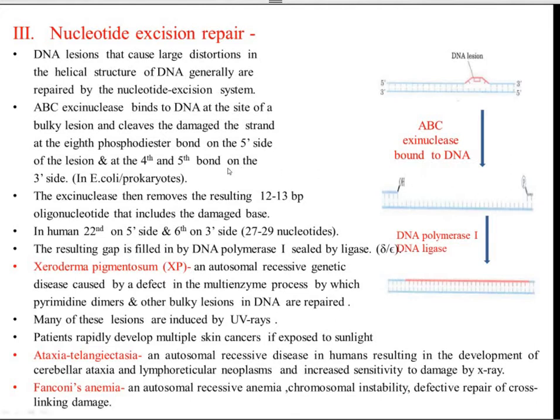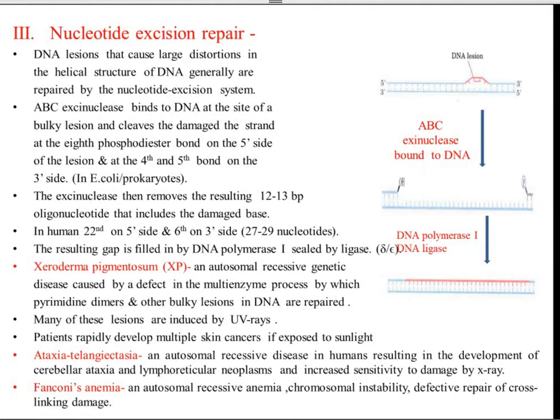Will cleave off. In the case of eukaryotes, supposing this is our damaged strand, okay, it will cleave the damaged strand at the 8th phosphodiester bond, 5' side. This is the 8th phosphodiester bond from here to here. 8th phosphodiester bond on the 5' side of the lesion, and the 4th or 5th phosphodiester bond on the 3' side. So totally around 12 to 13 base pair region is simply cleaved off. So a big nucleotide sequence is cleaved off by an XZ nuclease enzyme.